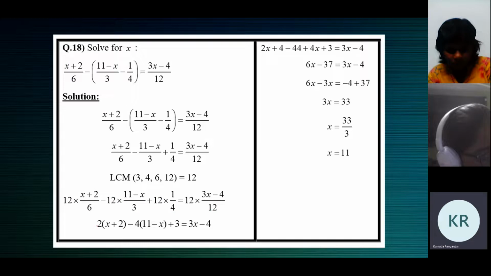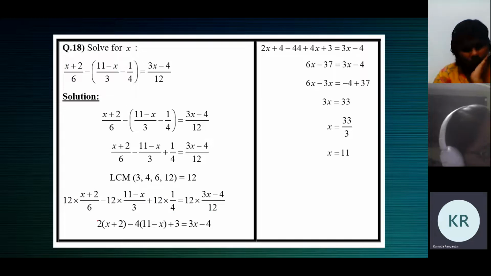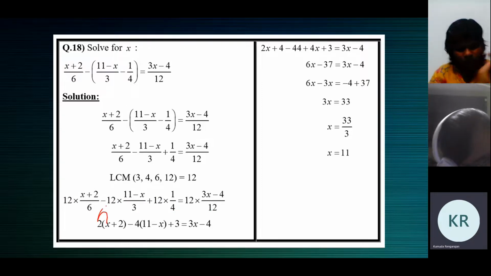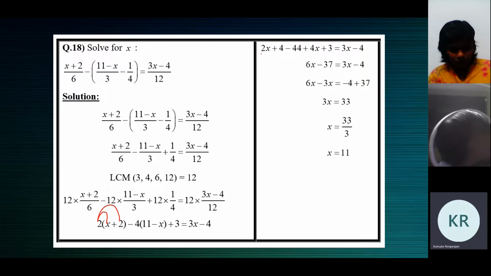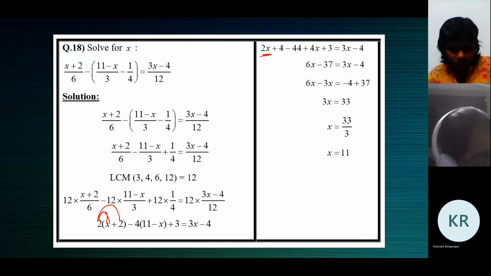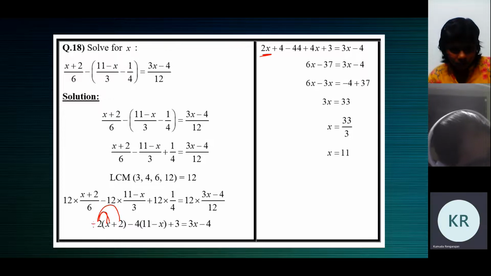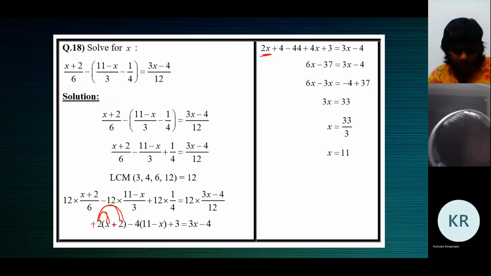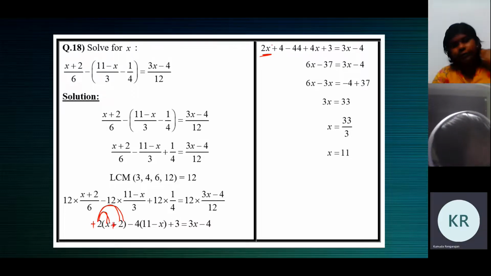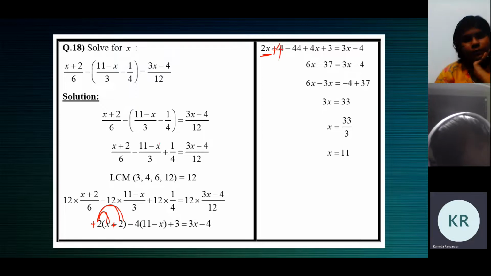Now we again have to open the bracket here. We need to multiply 2 with x and 2 with 2. So 2 into x is 2x. And then plus into plus, we have to multiply 2 and 2. Both the 2's have a plus sign. Plus into plus is plus. 2 2's are 4.